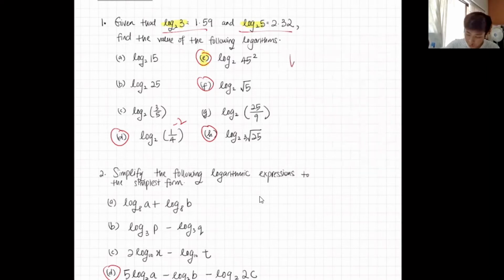I go through H now. H is log base 2, cube root 25. So it's cube root 25, not square root 25. Watch out, because there's a 3 here. This 3 belongs to this cube root.